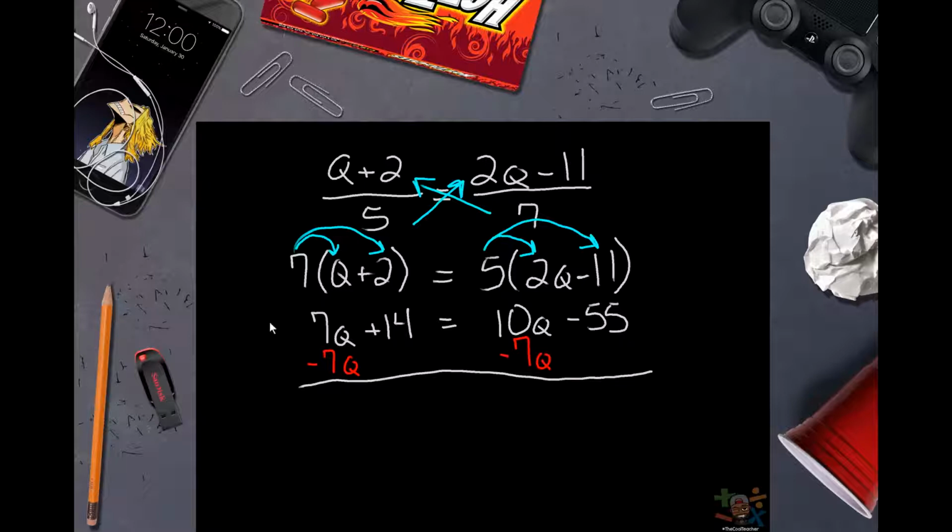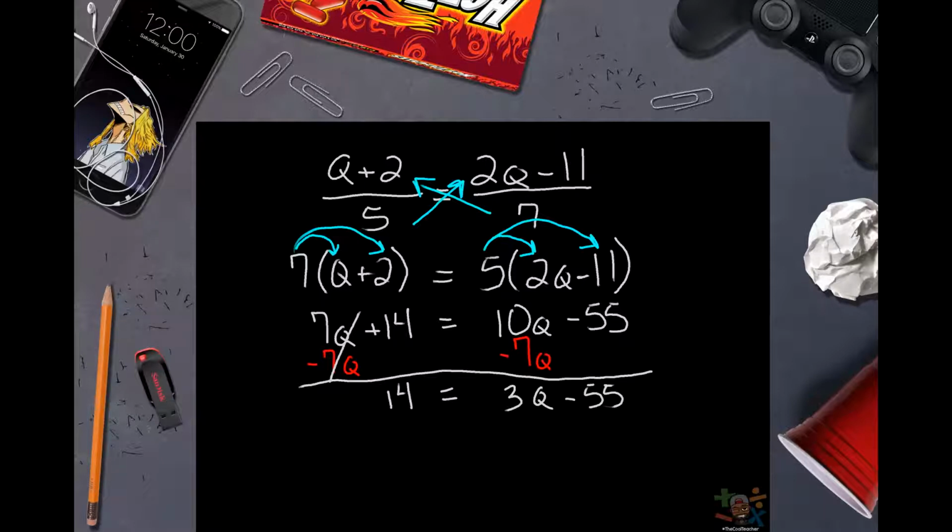And when I do that, this is going to cancel out. I'm going to drop down my 14, my positive 14 that is. Then I have 10 minus 7. That gives me 3q. And I'm going to bring down my negative 55. Okay? Alright, from here I have a regular two-step equation.